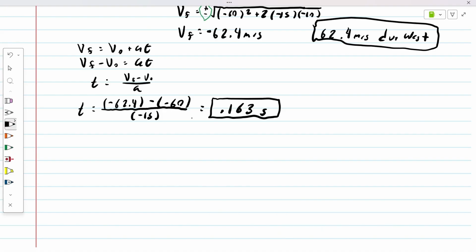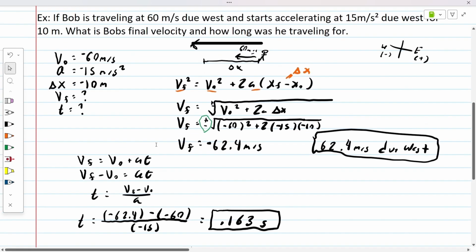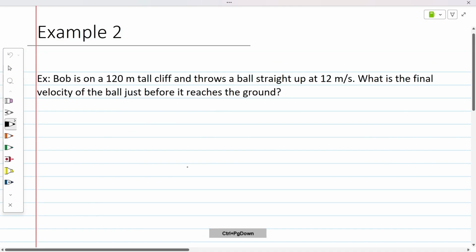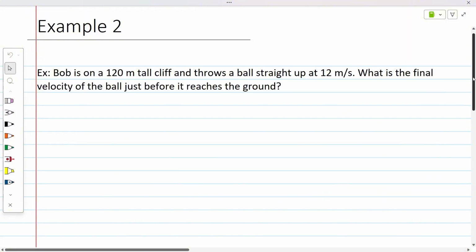So it's important to keep track of your signs here, because if you mix up your signs, you will end up getting a different value. But if you were to choose positive for everything and make west positive, you would still get all the same answers. So if you wanted to try that on your own, you could do that. Alright, let's do one more example here.